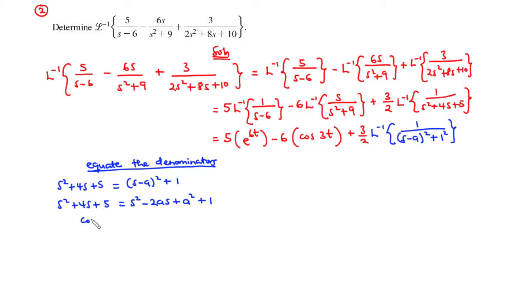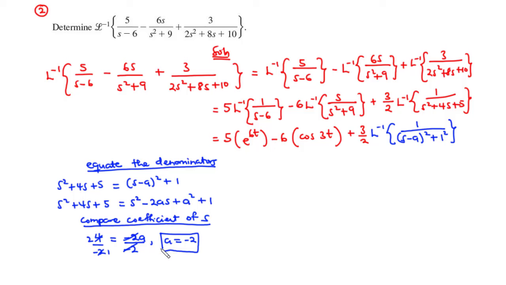So first of all, we are going to compare coefficient of s. We compare coefficient of s. Now coefficient of s on the left hand side is 4. Coefficient of s on the right hand side is negative 2a. So we have 4 equals negative 2a. We divide through by negative 2 by negative 2, and then we have a to be equal to negative 2. So this is the value of a.